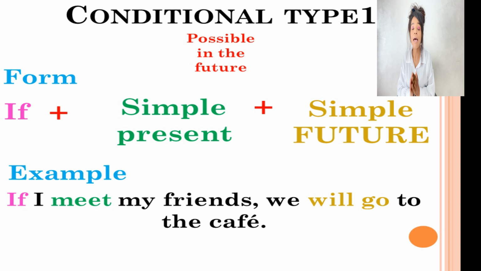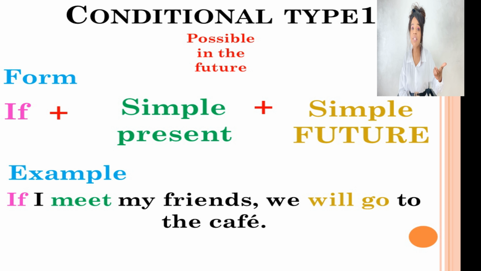Okay, so here I'm not sure whether we can meet or not. Okay, here we use the conditional type 1. So, if I meet my friends, we will go to the cafe.